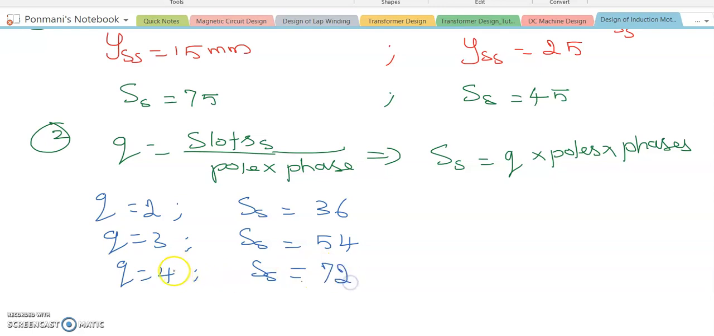If Q is increased beyond that, it will exceed this range of 75. The lesser value is not going to be considered. So in this range of 45 to 75, these two values are there. These two values we can select. So the total number of slots we have calculated.